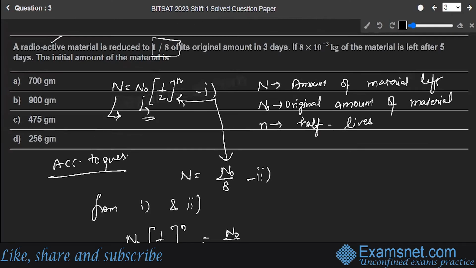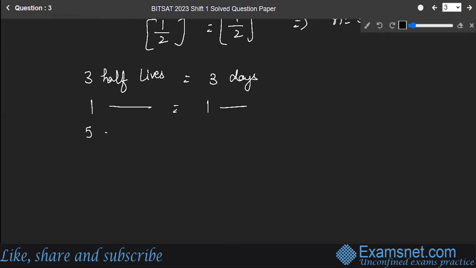That means 1 half-life in 1 day. And you are told that if this much of the material is left after 5 days, what is the initial amount of material? Okay, so for 5 half-lives, it will take 5 days.